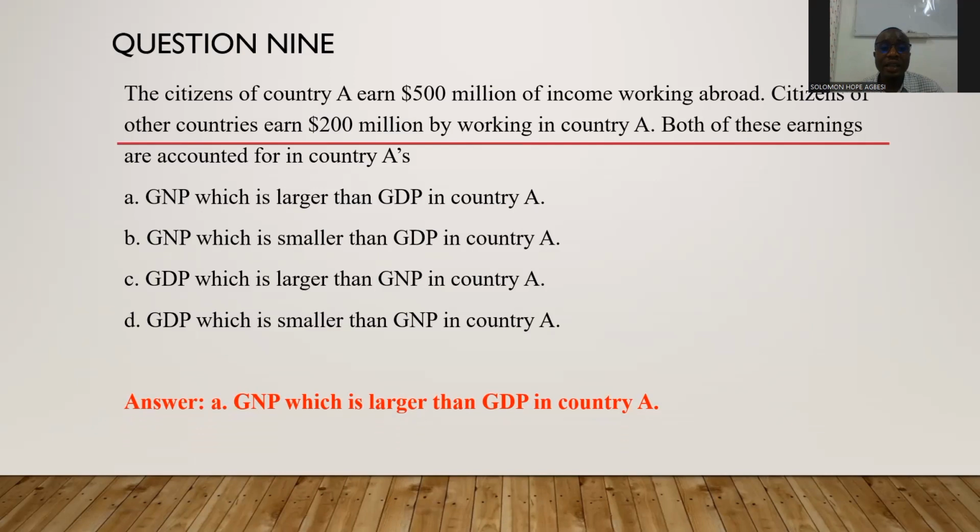When you look at the composition very closely, you can see that the citizens of country A living abroad earn 500 million, whilst the other citizens in country A earn only 200 million. So the net property income from abroad will be 500 minus 200, which is positive, 300 million. And when added to GDP, will make the GNP, which is the gross national product, larger than GDP in country A. So the right answer is A.